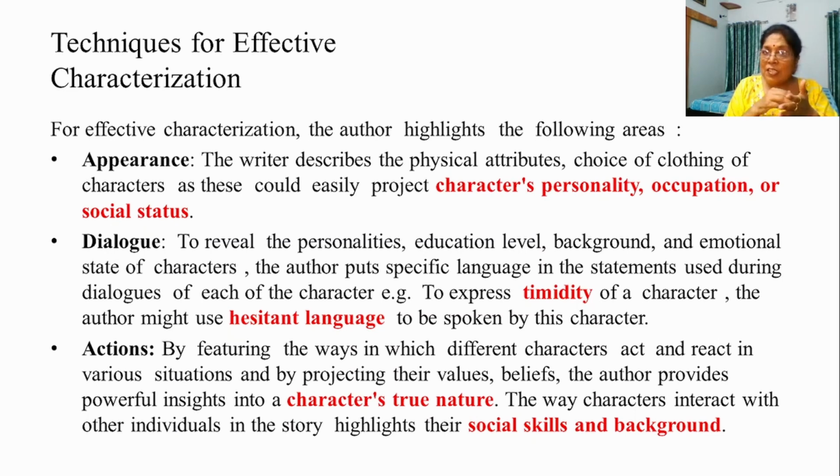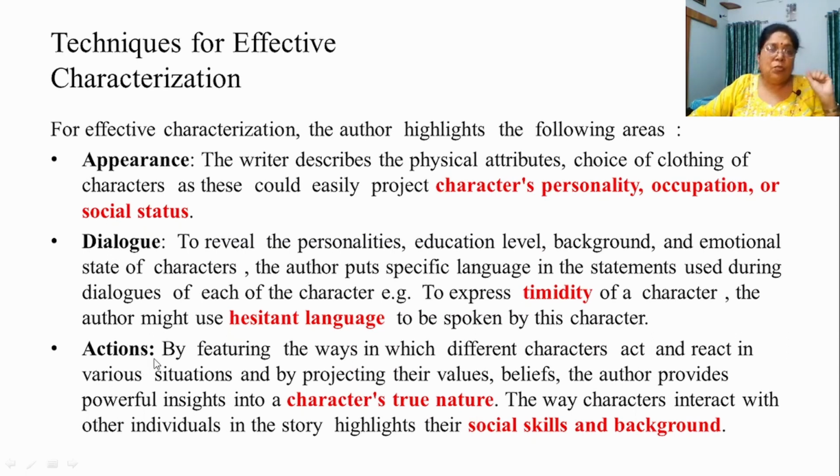So actions, action is also there in the story. For example, a fighting scene has been described. So though action is the part again of a drama, but still in narratives some action is there.